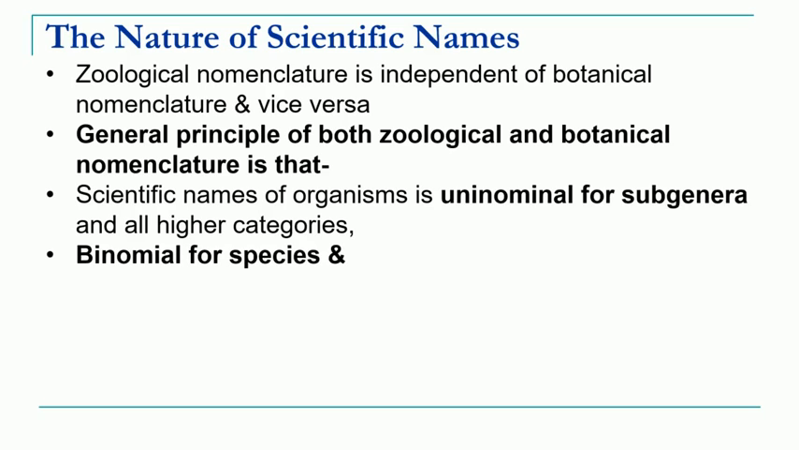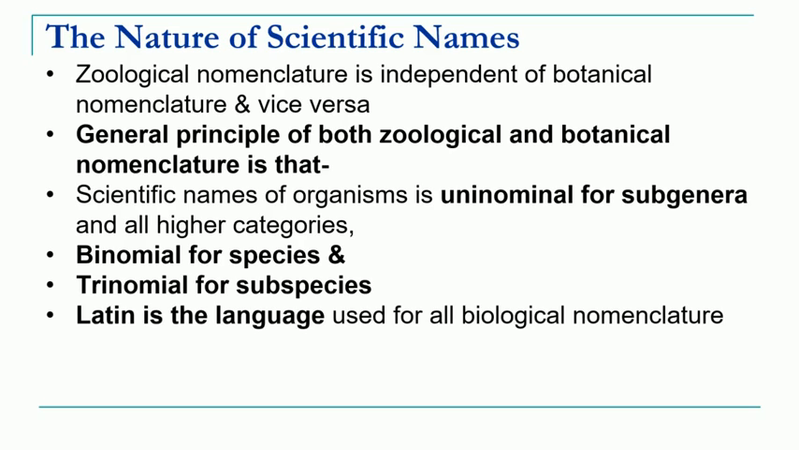or higher categories. So you have a one word name, say for genus, family or higher categories like phylum, and you always have a binomial name for species. Homo sapiens is the binomial name. You have a trinomial name for subspecies, so Homo sapiens sapiens is the trinomial name. Always Latin is the language used for biological nomenclature.